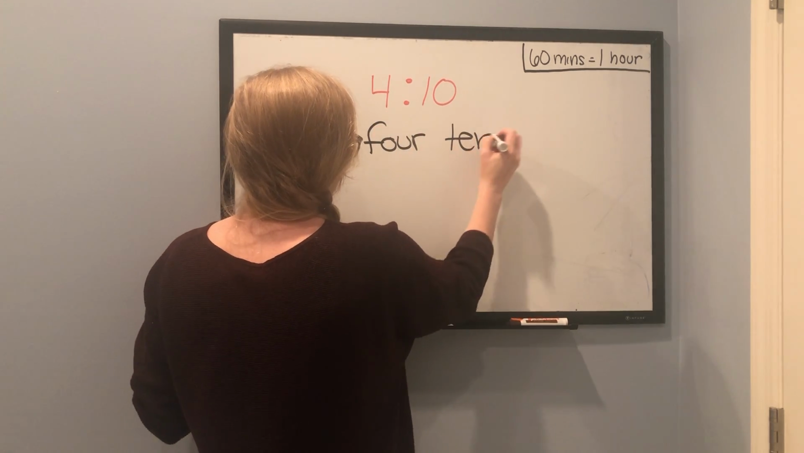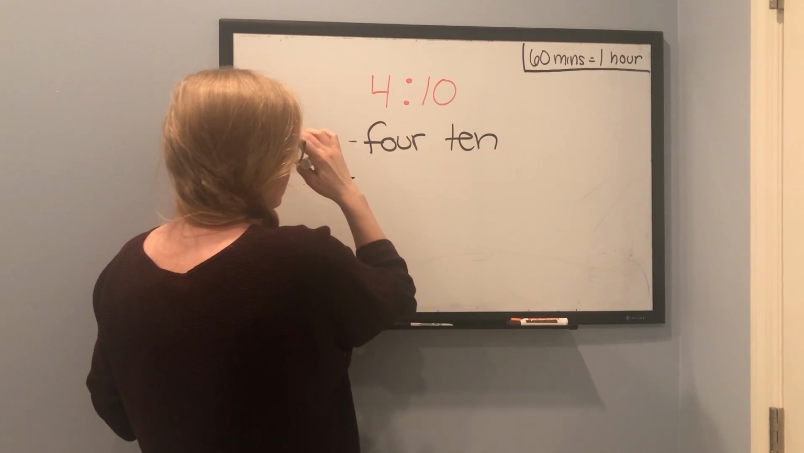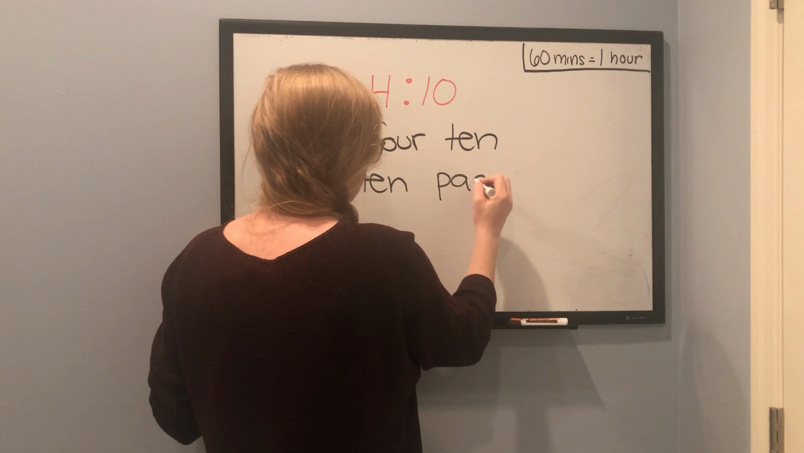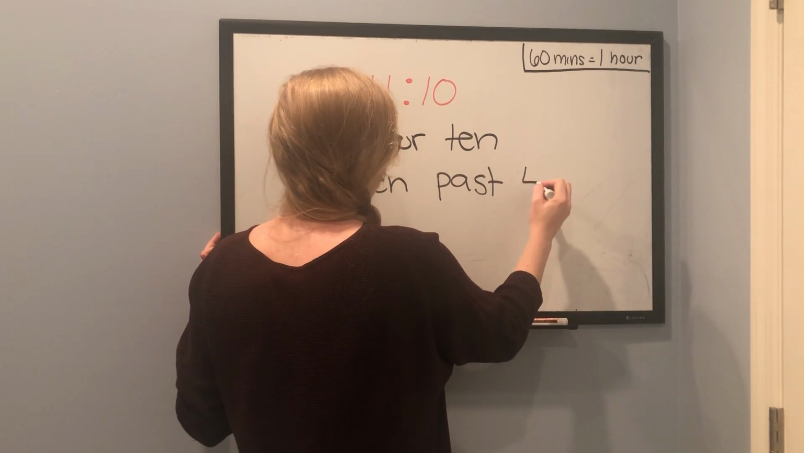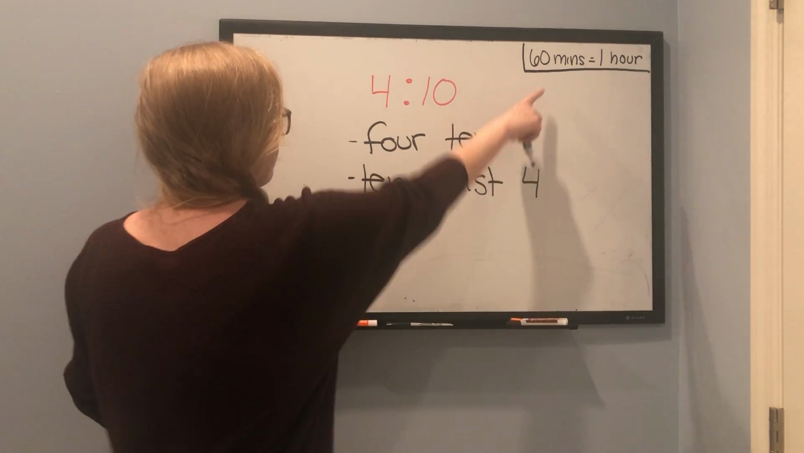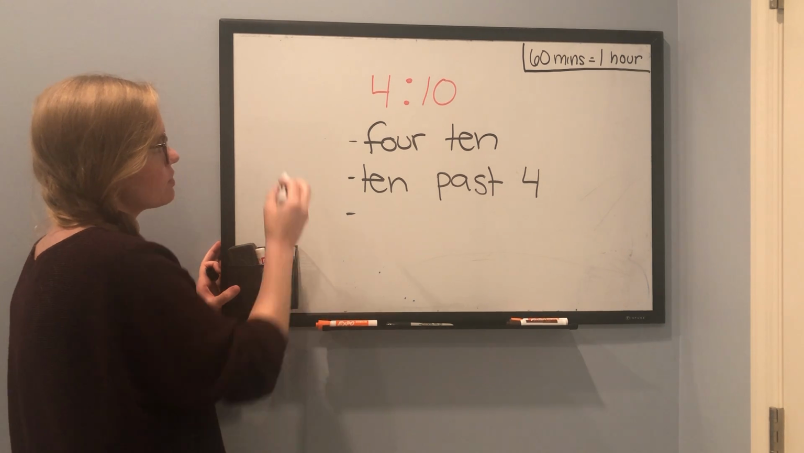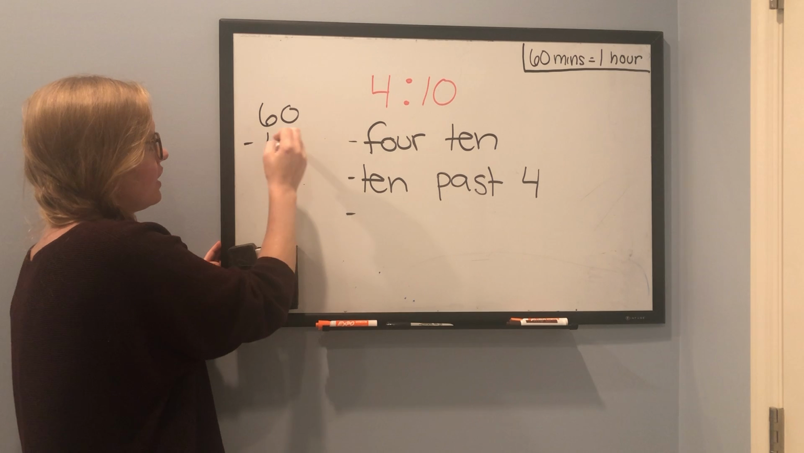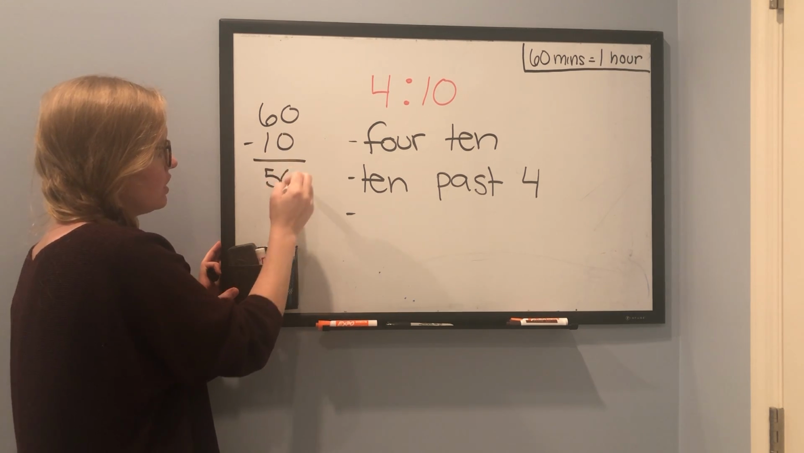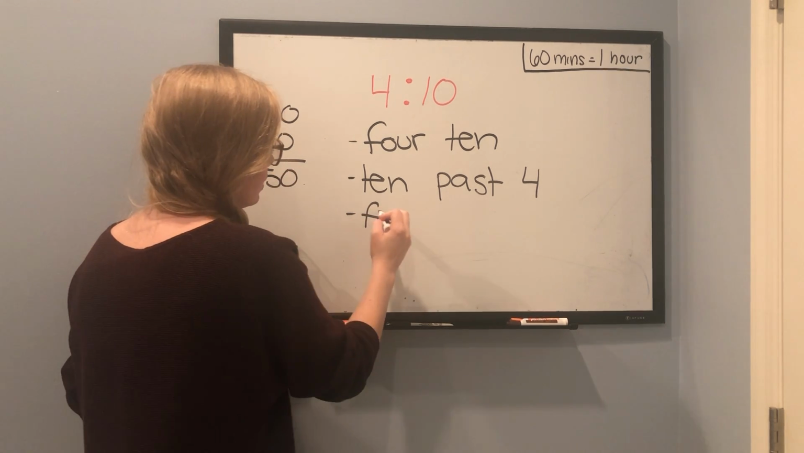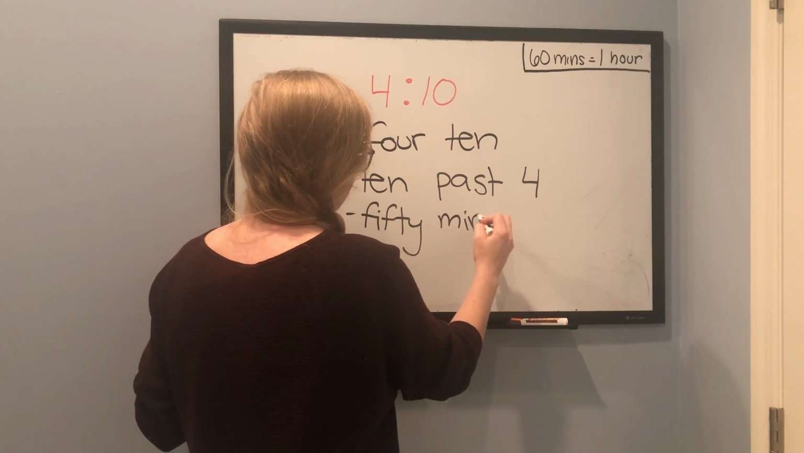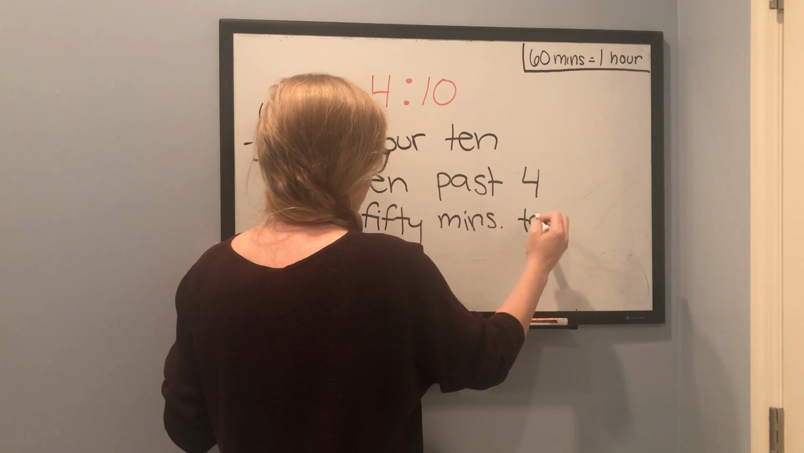4:10, right? Then we're going to say 10 past 4. And then remember, the last one has to do with there being 60 minutes in an hour, so 60 minus 10 is 50. It would be 50 minutes to 5.